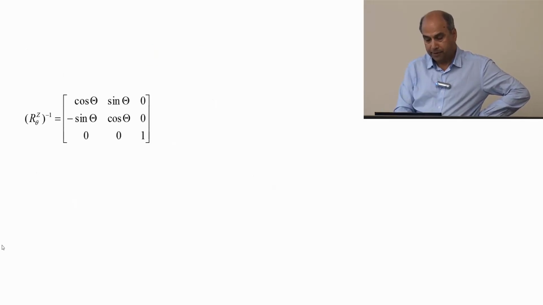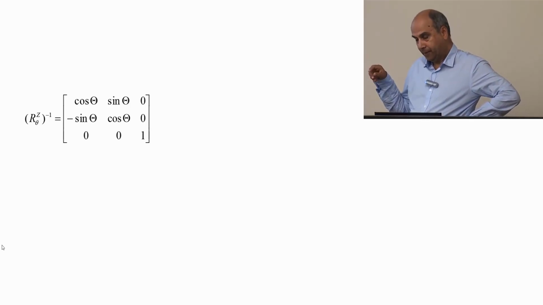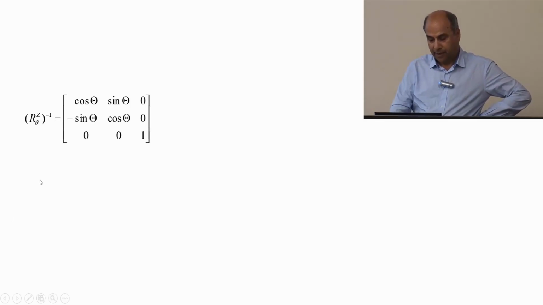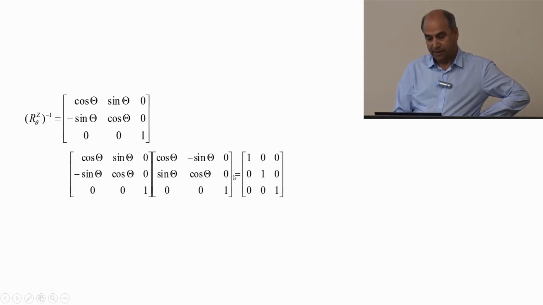We can look at the inverse of this matrix, which is shown here. The inverse means that instead of theta we'll have minus theta. Cos of minus theta is cos theta, but sine of minus theta is minus sine theta, and so on. If you take this inverse and the original one and multiply them together, you will get the identity matrix. So indeed, this is the inverse of this.